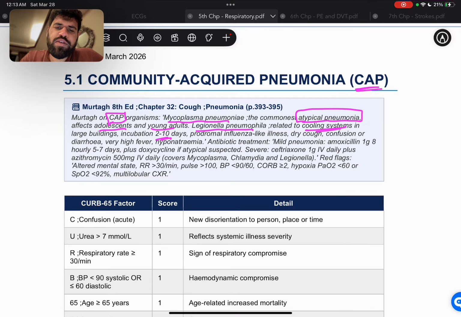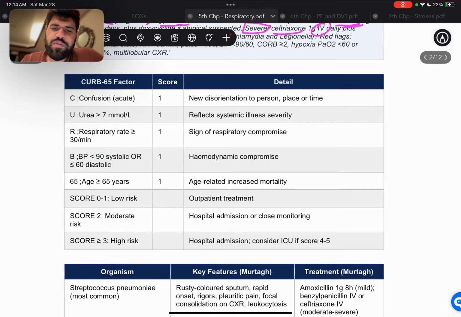Incubation period is 2 to 10 days, and they will have a prodromal phase with influenza-like illness with dry cough, confusion or diarrhea, with very high fever and hyponatremia. The antibiotic treatment for mild pneumonia is always going to be amoxicillin for 5 to 7 days plus doxycycline if atypical is suspected. However, if they have an allergy to amoxicillin, we can move on to ceftriaxone or other drugs. And in severe pneumonia, we give ceftriaxone IV, daily, plus azithromycin. So this is just a short summary. We'll be going over all the important factors one by one.